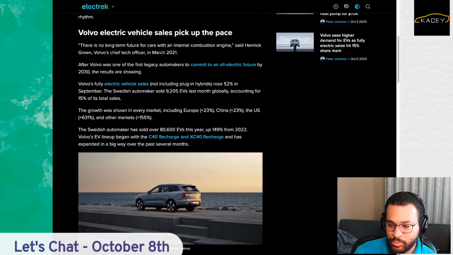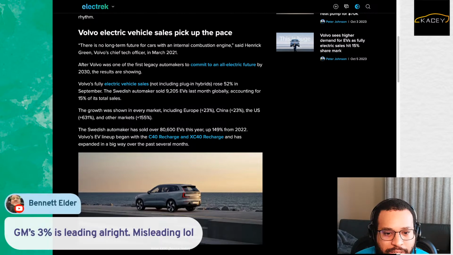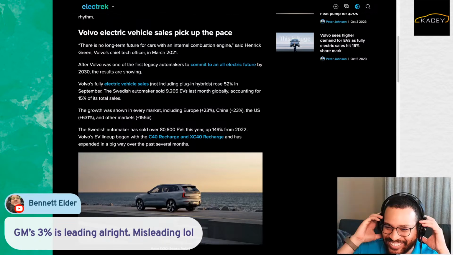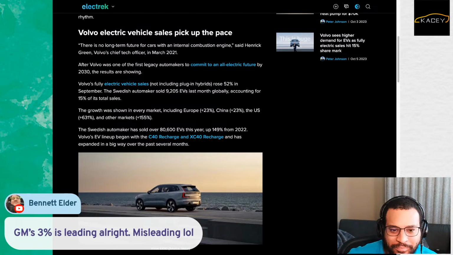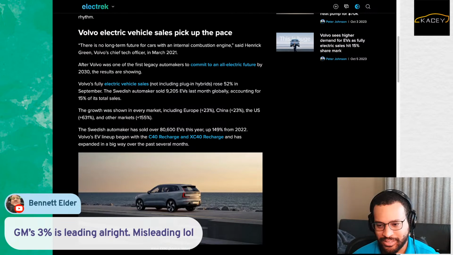Instead of all that talk that we're hearing from GM, and we see stuff Ford is trying, but the numbers aren't there yet. But this is how you do it. This is how you lead. Bennett says GM is 3% leading, all right. Misleading. Yes, that's what they're doing. They're misleading. But they need to actually at least follow. They need to get the program. The 3% is not enough.